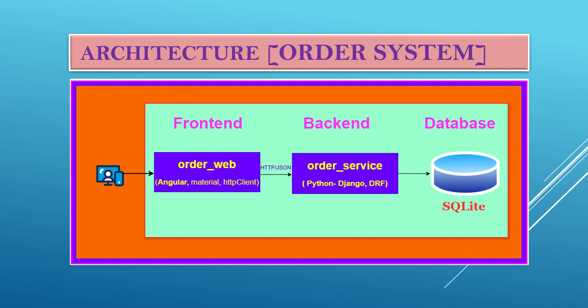So this is about all the backend side, and our backend application, which is order_service, will connect with or interact with the database, and as a database we are going to use SQLite. So this is about the overall order system we are going to create with all these subsystems.